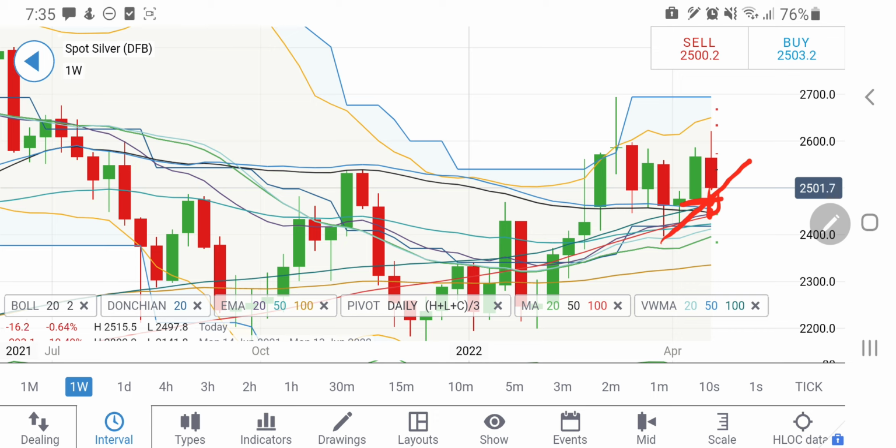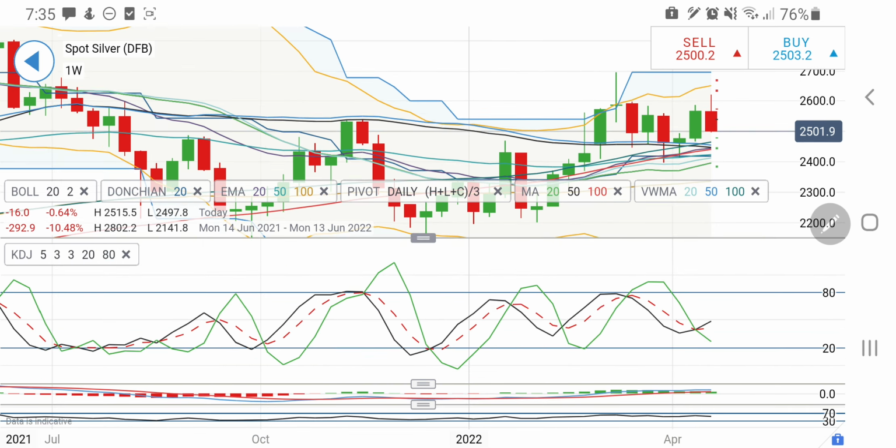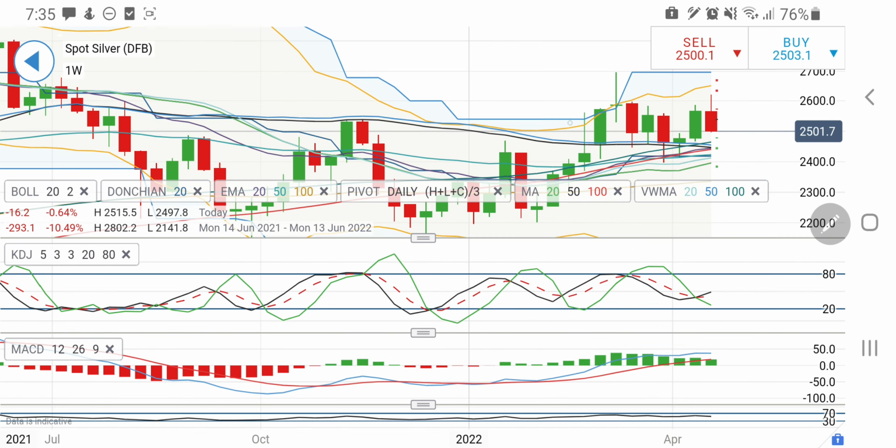So yes, a probable target for the week could be at around 2470, 2460 level. If it continues to break below 2480 level, then and only then; else we may see a retracement, and it can come back towards 2550, 2580 levels. Weekly stochastic is looking upward.